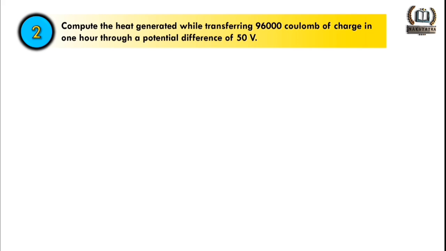Now see here, question number 2. Compute the heat generated while transferring 96,000 coulomb of charge in 1 hour through a potential difference of 50 volt. Charge is given, time is given as 1 hour and potential difference. And we have to find out the heat generated. We are given potential difference is 50 volt. Time is given in 1 hour, so we will convert hour to second. To convert into seconds we have to multiply it with 60 into 60. So time equal to 1 into 60 into 60 second.